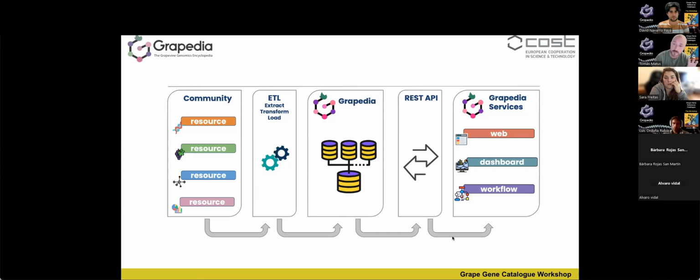this data that will be in the backend through different components, reactive components that will be in the front end. The front end is basically what we will see in the user interface. And this will be the web, the dashboard, and the workflows. So what we want you to help us with in the Grape Catalog initiative is to give us the data that we need to include in the backend, and we will offer it through the front end so you can explore and use it in the best way for your research.